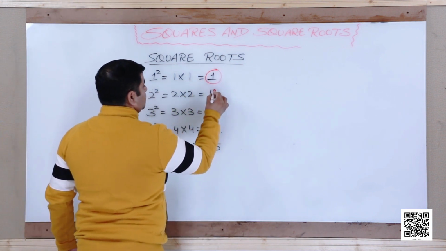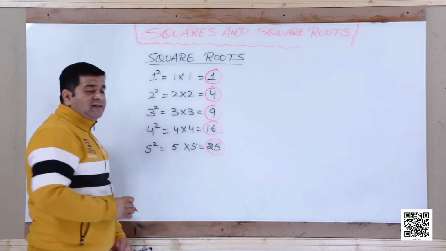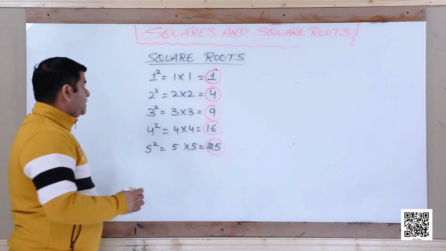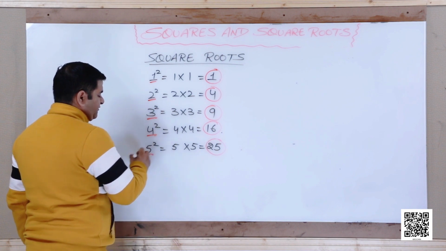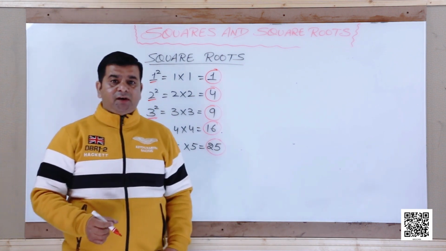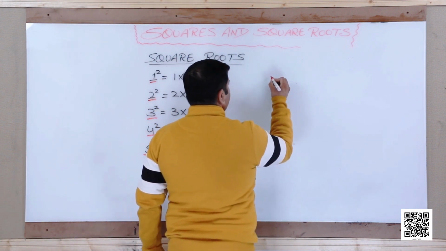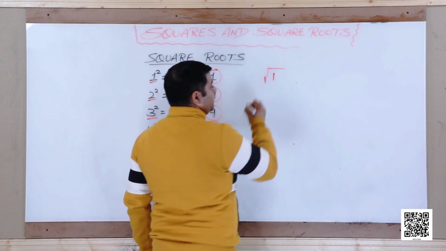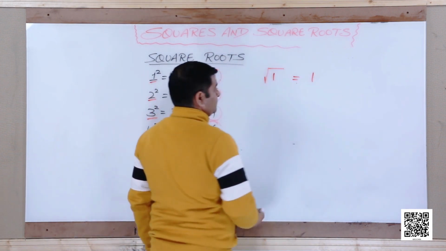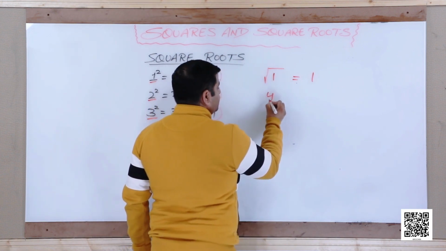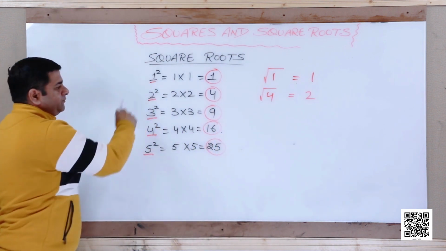This is the square number 1, 4, 9, 16, 25. These are square numbers, and these are 1, 2, 3, 4 and 5. These are their square roots. So how can we write square roots? We can write the square root of 1. This is the sign of square root. The square root of 1 is 1. The square root of 4 is 2, as you see here.